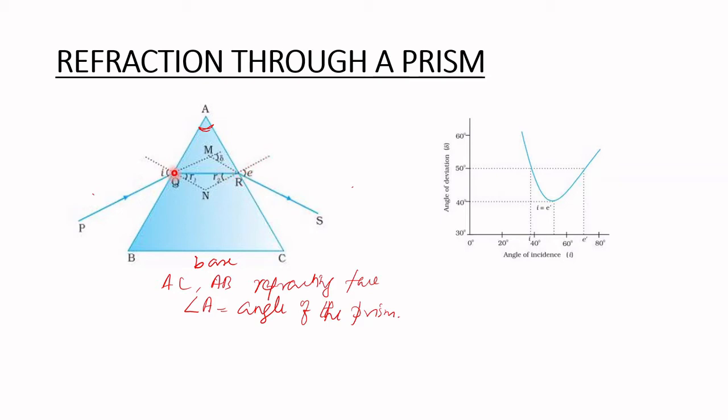Now, when we extend the incident ray like that and the emergent ray backward from here, we get an angle over here. That is called the angle of deviation. That says how much the ray has deviated from its original path. It was supposed to go like that, but it is bending like this. And in a prism we always see that the ray bends towards the base of the prism after refraction.